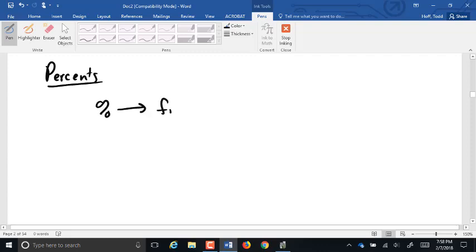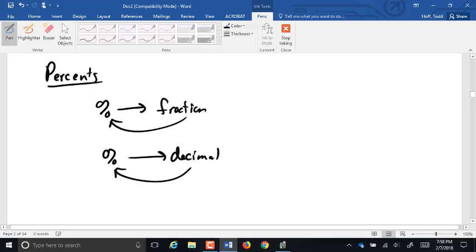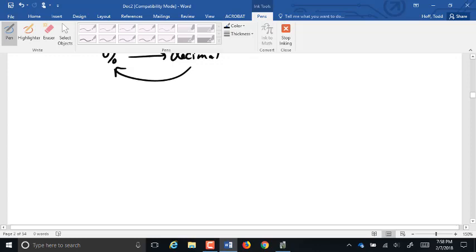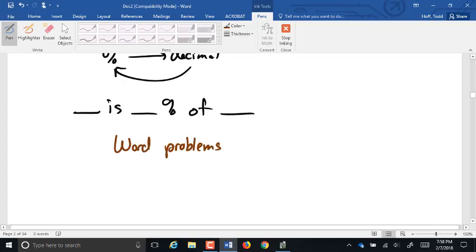Going from a percent to a fraction, back to a percent to a decimal, back to a percent. Solving the basic percent problems: blank is blank percent of blank. Obviously, I'm going to give you 2 out of the 3 numbers. You've got to find the third one. And then, of course, the word problems like we did.